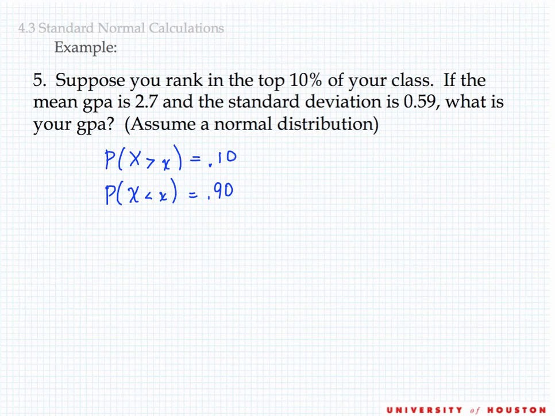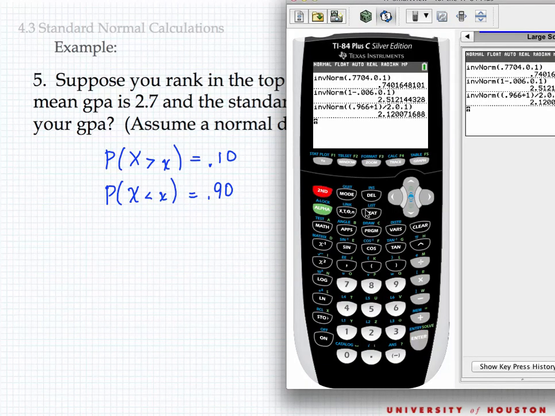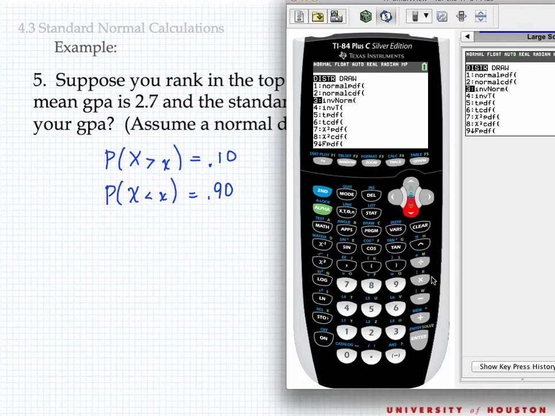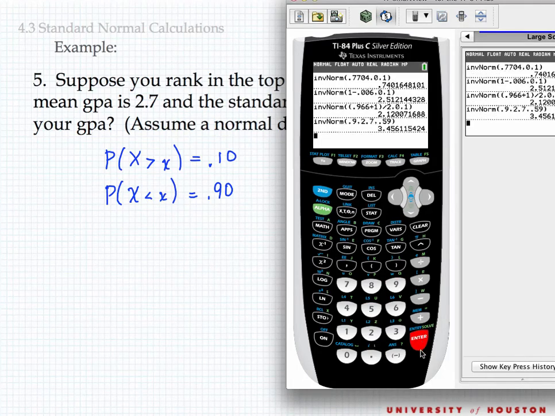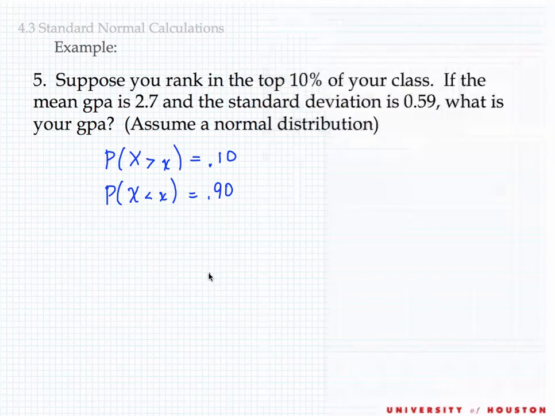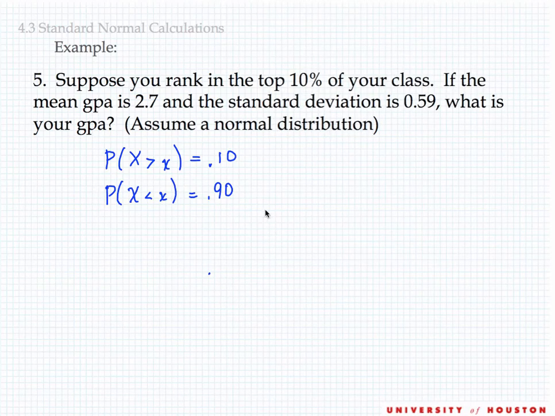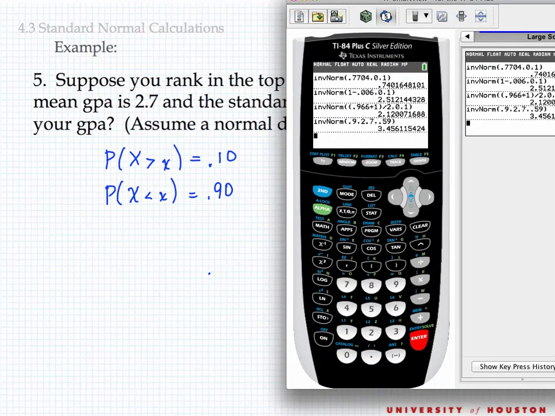So I'm going to use my inverse norm, or in RStudio qnorm. I'm going to enter 90% for my area. My mean though is 2.7, and my standard deviation was 0.59. And I get 3.46, I believe. Yes.